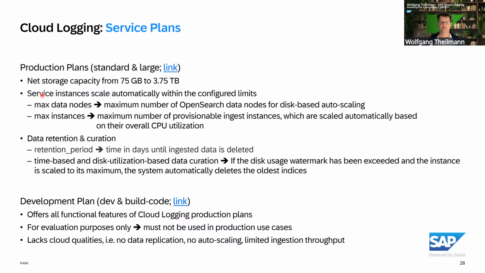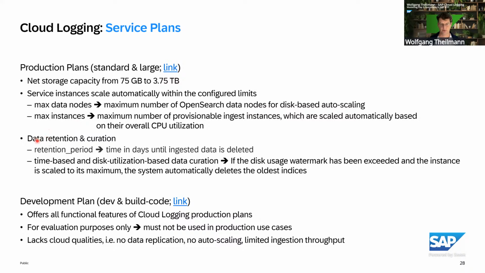The interesting thing is that the service instance can scale automatically within configured limits, which means the instance has auto-scaling along the load that you put into the system. And we have two parameters there. One is the max data nodes, which is basically the maximum storage you can give. It's powered by the number of so-called OpenSearch data nodes. And the second is the max number of instances, which basically gives the number of ingest instances, which are scaled. If your ingest increases dramatically, more instances will be provisioned. If ingest decreases, they will be deprovisioned. So it's auto-scaling in both directions always.